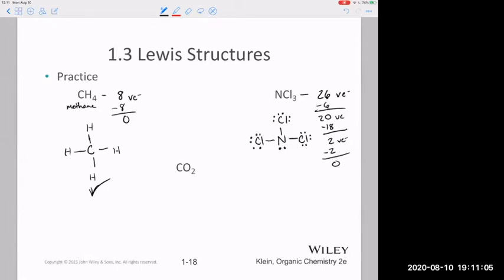And then the last step: make sure to check that everybody's happy. Nitrogen wants 8, currently it has 2, 4, 6, and then that lone pair makes 8. Likewise, each of our chlorines wants 8: 2, 4, 6, and then that bond makes 8.